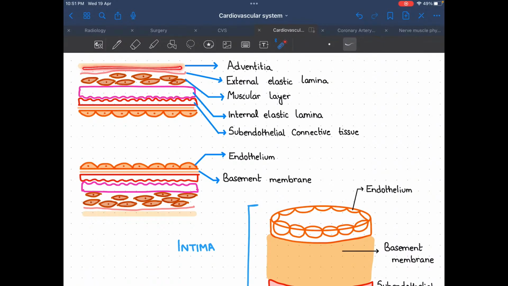Let's see what the different portions are. We have the outermost adventitia. Then we have the external elastic lamina, then the internal elastic lamina, and between them the packed layer of muscular layer. Following that we have the subendothelial connective tissue, then the basement membrane, basal lamina, and then the endothelium. So these are the different portions of your blood vessel, mainly in case of an artery.